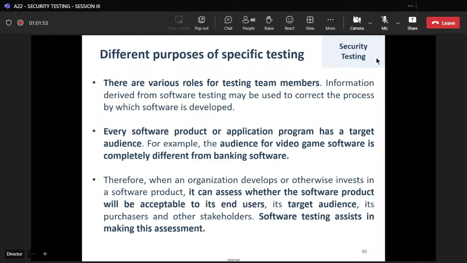You'll also find various roles for the testing team members, because each product that is developed has a target audience. For example, a video game has one type of audience, and on the other side you have banking software developed for a banking customer. So you have different types of target audience, and depending upon their requirements, the various modules and functions will be tested from the user community side. Basically, testing will be performed from the target audience side, or from the purchasers or relevant stakeholders.